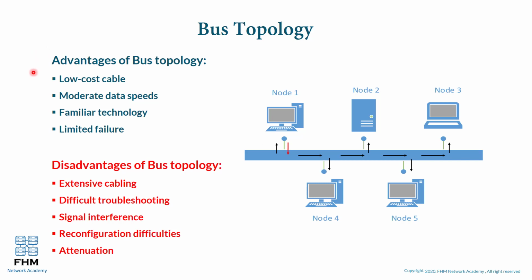Let's start with advantages. The first one is low cost cable. In bus topology, nodes are directly connected to the cable without passing through a hub or any other intermediary devices. Therefore, the initial cost of installation is very low, just a cable. The second advantage, which could be addressed here, is moderate data speed. Coaxial cables are mainly used in bus-based networks that support up to 10 megabits per second.